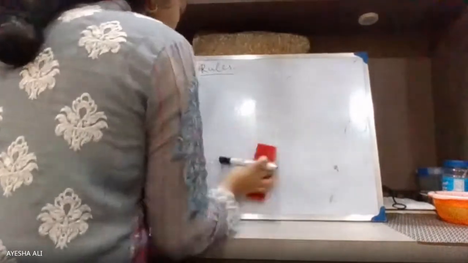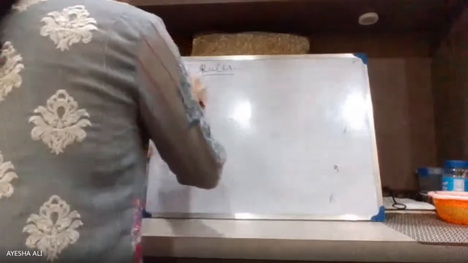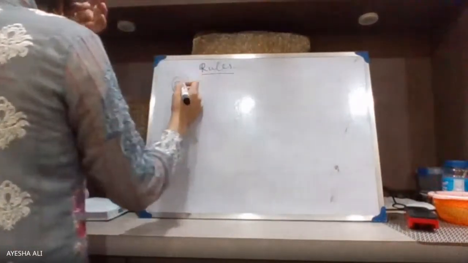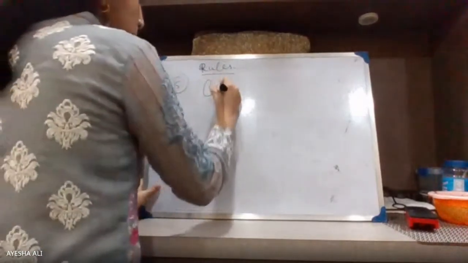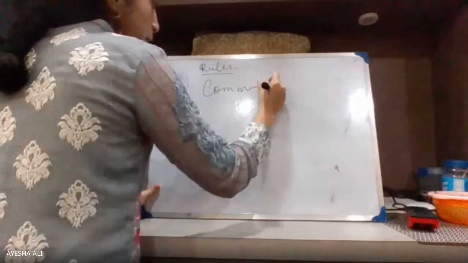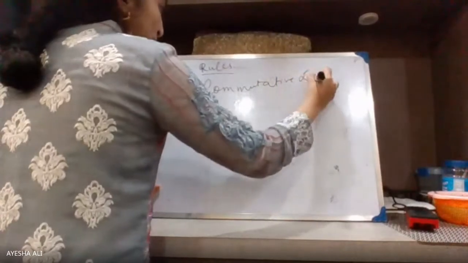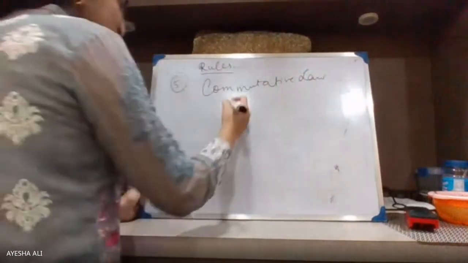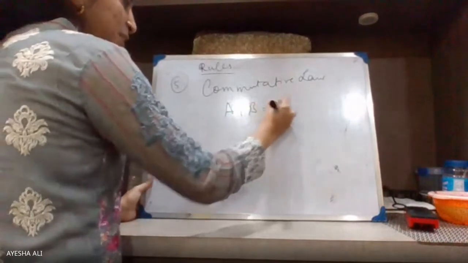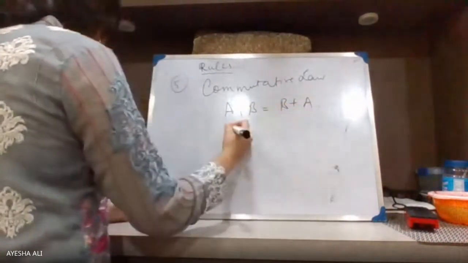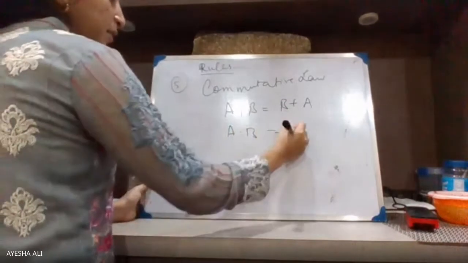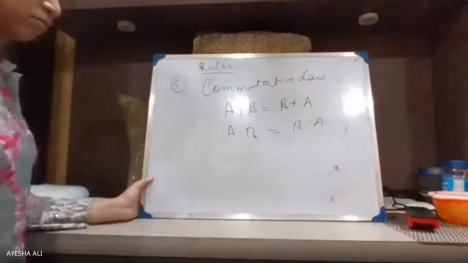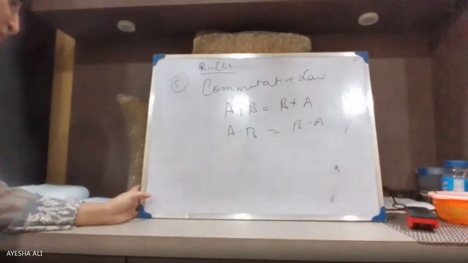Fifth is your commutative law. Commutative law is very, very easy. If this is A plus B, B plus A holds. If it is A into B, B into A. This is your commutative law.